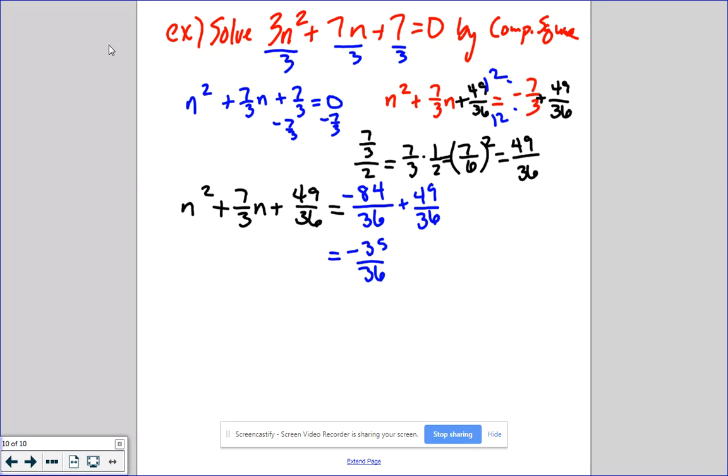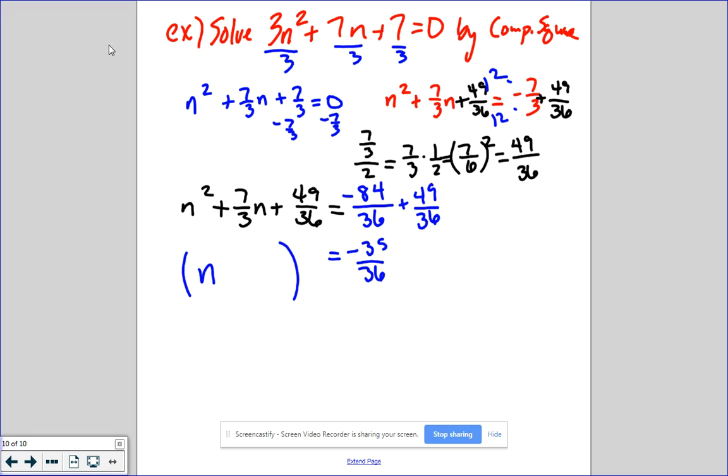The left side stays the same, yes. Now, I got to factor the left side. Where I told you that the shortcut was that it's going to factor to whatever the variable is, plus or minus b divided by 2. Well, I don't want to have to try and do a C method on a fraction like that, and try and find two numbers that multiply to 49 over 36 and add to 7/3. That just does not sound like a good time at all to me.